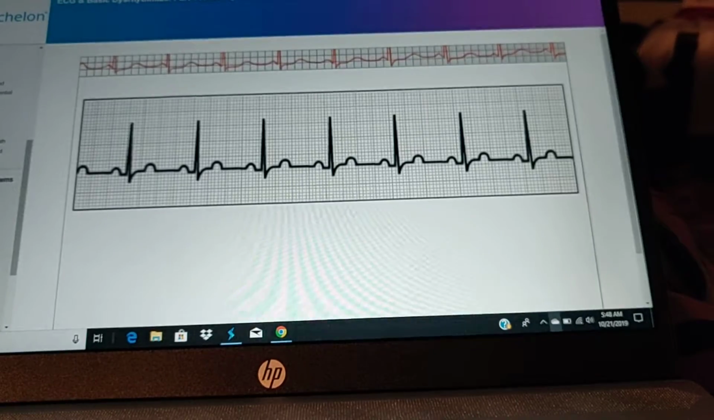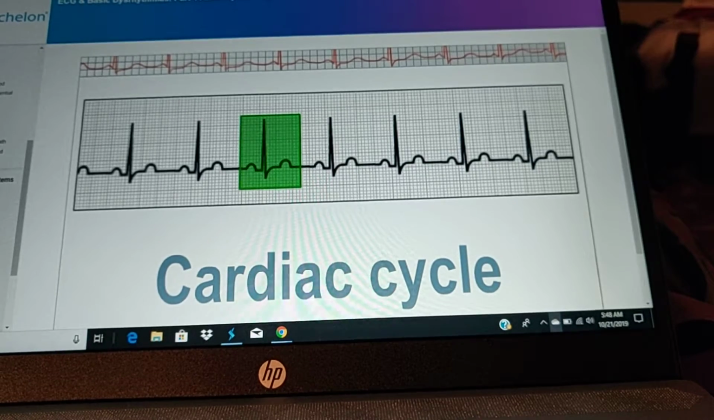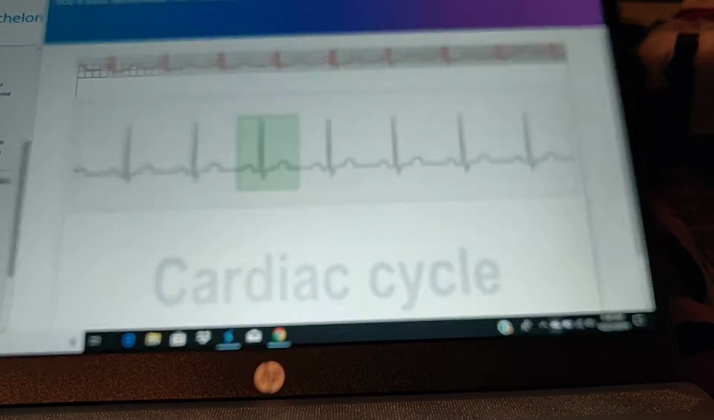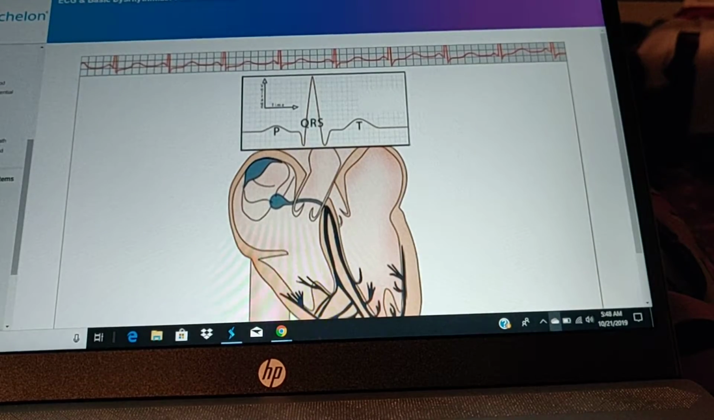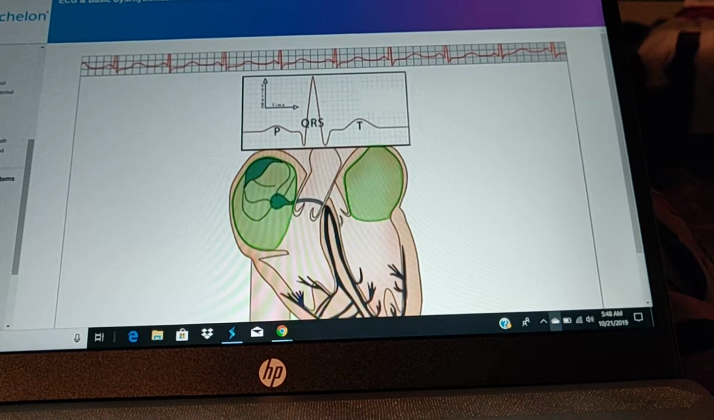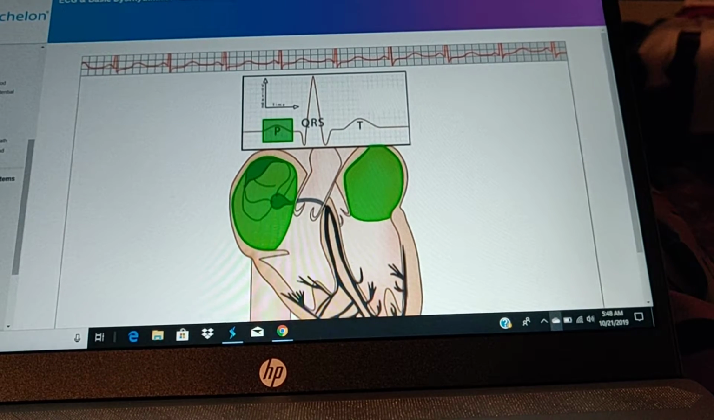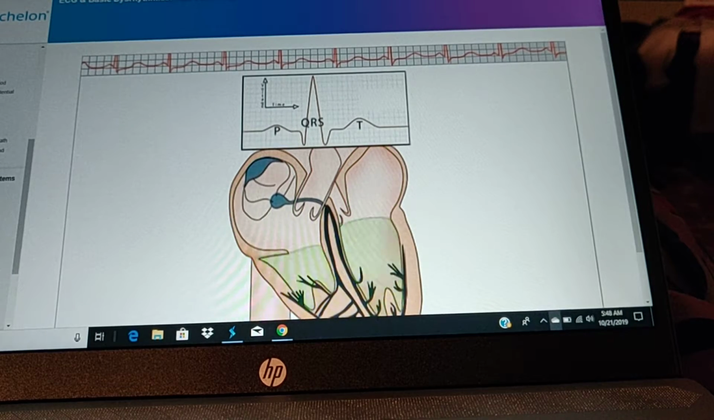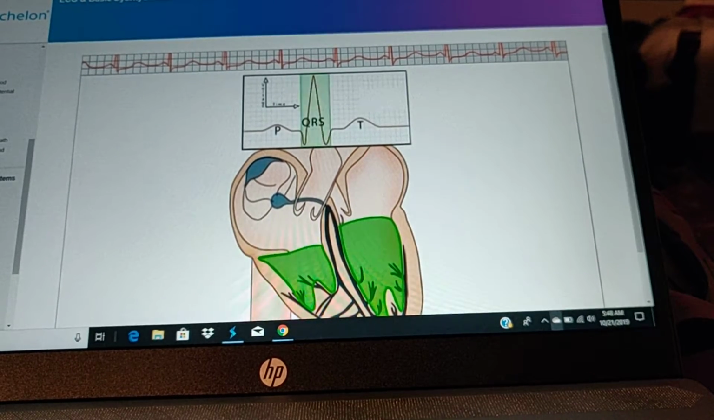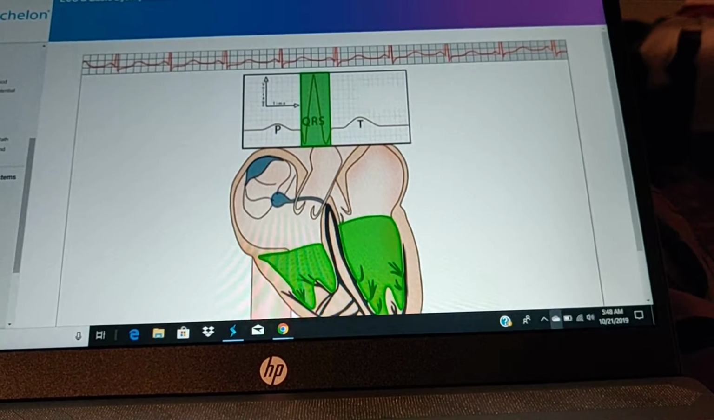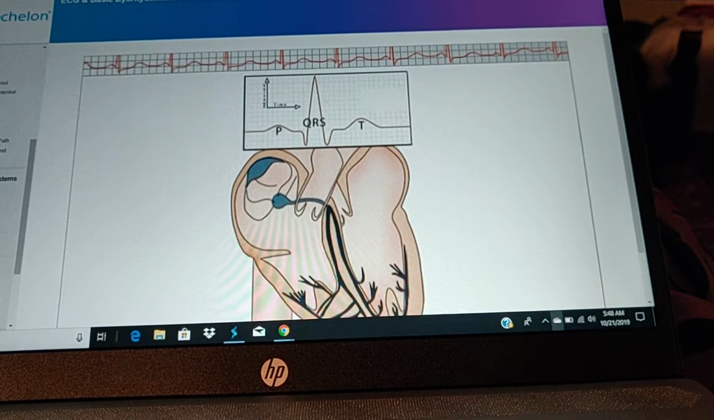Normally, one complete cardiac cycle is represented by the P-QRS-T pattern. The cardiac cycle has just completed a heartbeat. First is the atrial contraction, represented by the P wave. Next comes the ventricular contraction, represented by the QRS complex. And finally, a resting state, which is represented by the T wave.